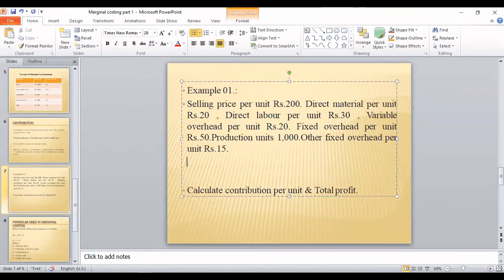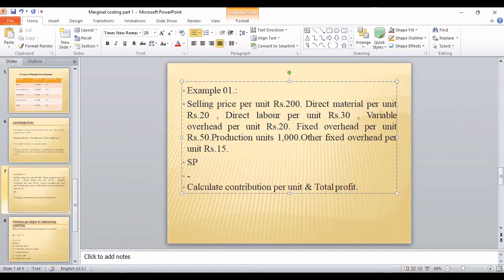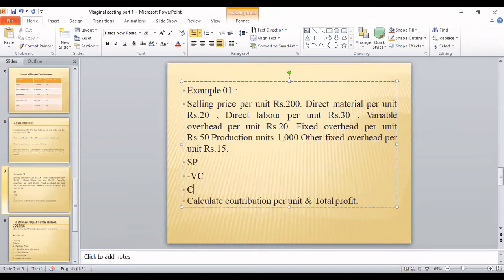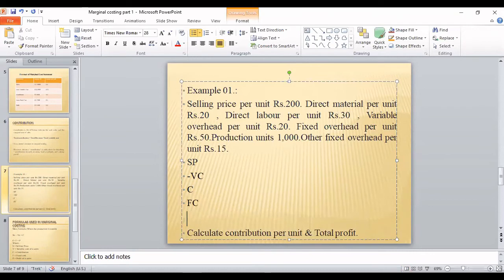Come on, solve this problem and tell me what the answer will be. In this, let's say selling price. What is the next step? We have to deduct what out of selling price? Variable cost. Very good. So selling price minus variable cost gives you contribution, correct? And from contribution you deduct fixed cost, you will get profit. Correct. Very good.